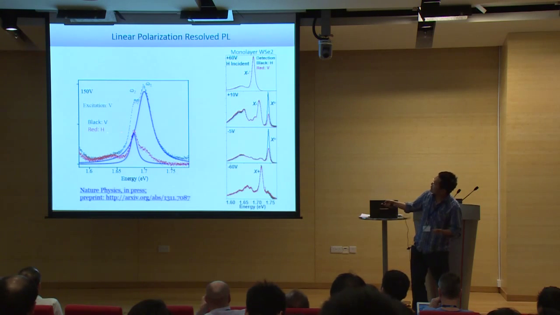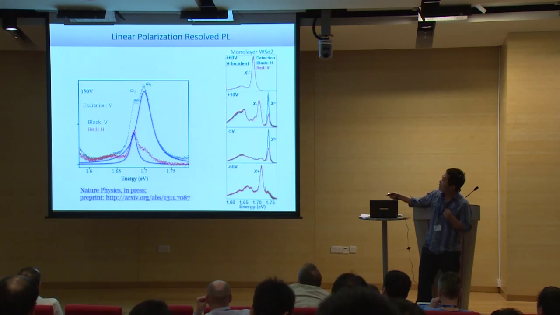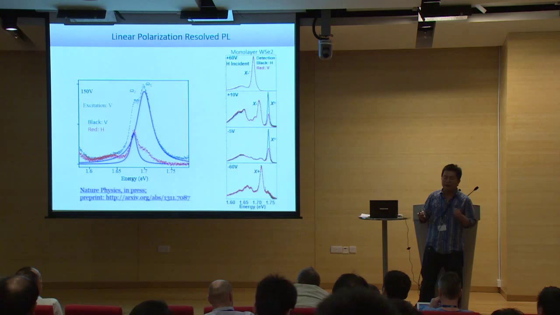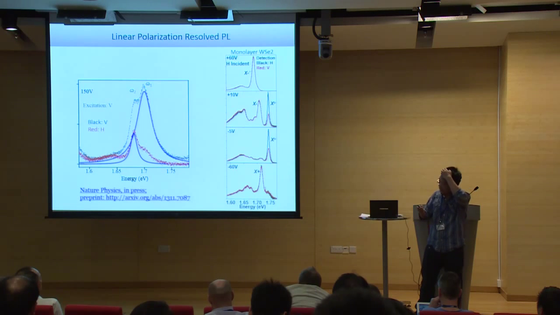Now you can clearly see, right? The horizontal component of this omega 2 is actually equal to the vertical component, which means this omega 2 state actually doesn't have linear polarization. So linear polarization is only coming from omega 1, but not from omega 2. So this is very interesting. Let me show you what it means here.